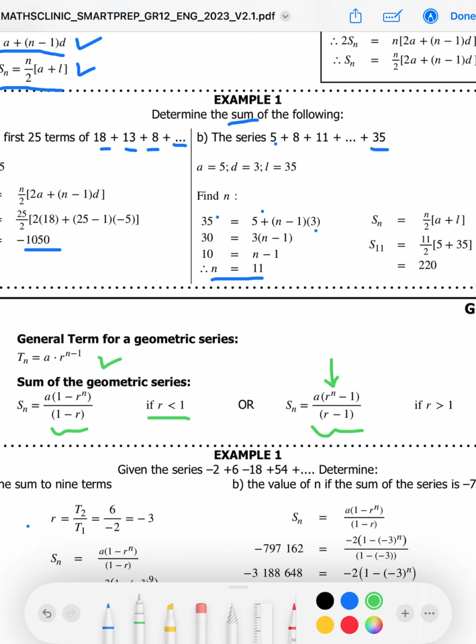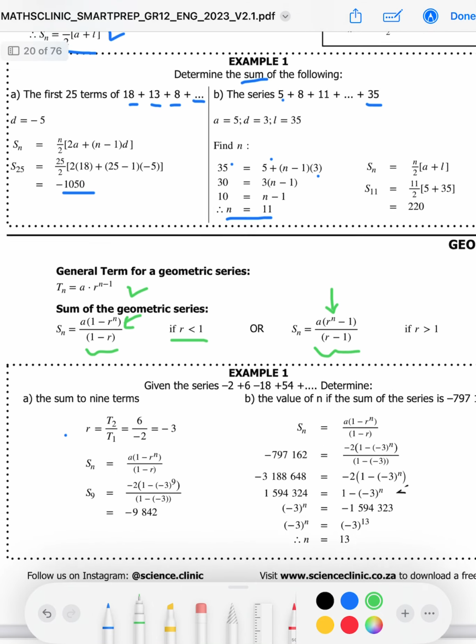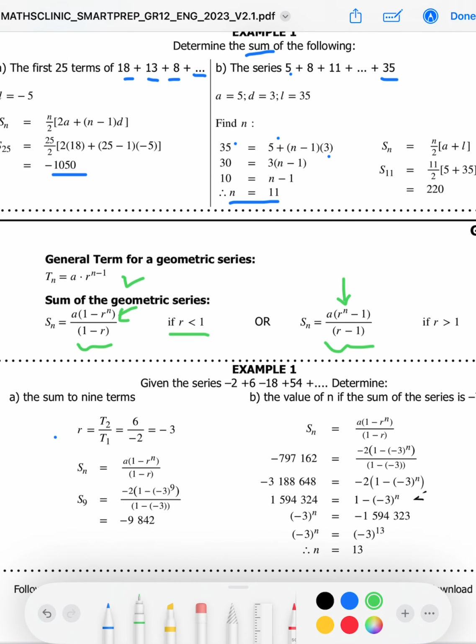Given this series, you have minus 2, you have 6, you have minus 18, you have 54. And then you need to find the ratio. The ratio r is equal to term number 2 over term number 1. And in this case, we get minus 3. So minus 3 is the common ratio.